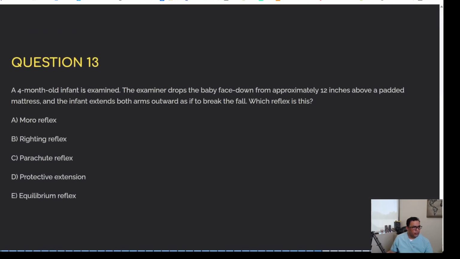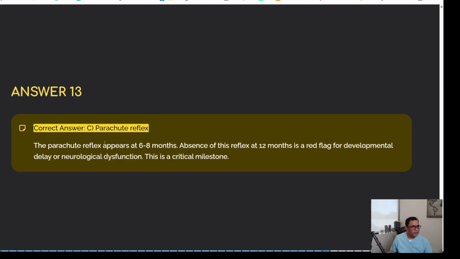A 4-month infant is examined. The examiner drops the baby face down onto a padded mattress. The infant extends outwards as it breaks the fall. What reflex is it? This is the parachute reflex, because they're falling and extending themselves. It appears at 6 to 8 months. Absence of the reflex is a critical milestone, so you want to remember that.